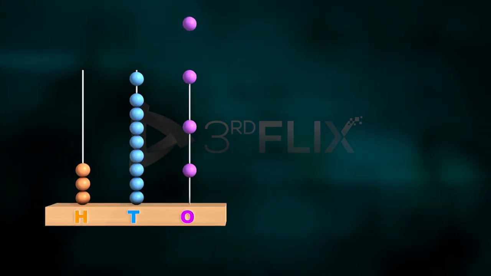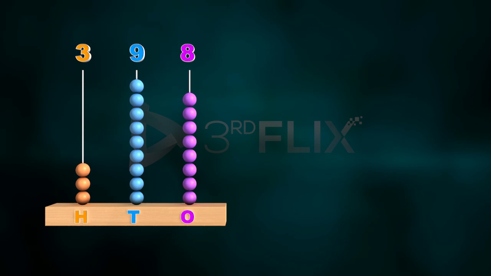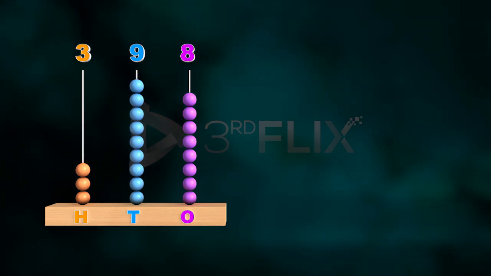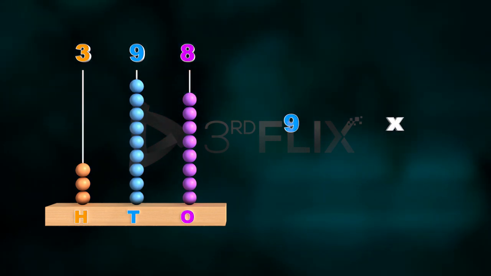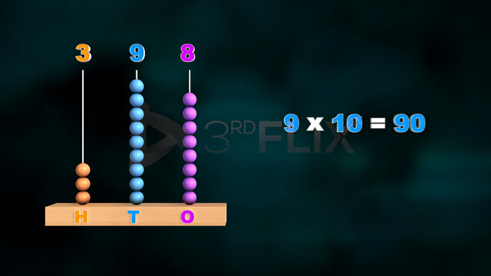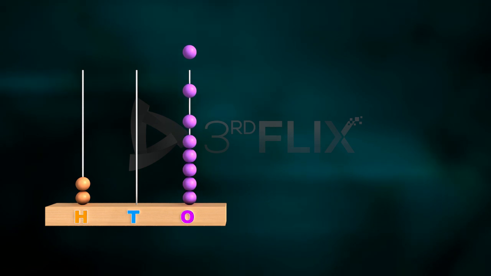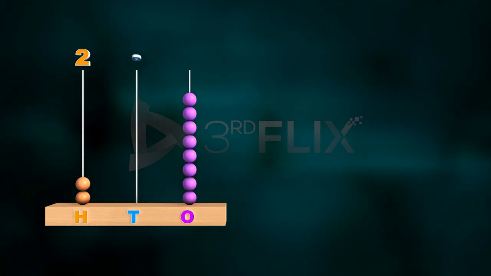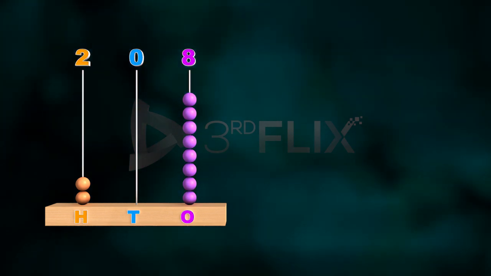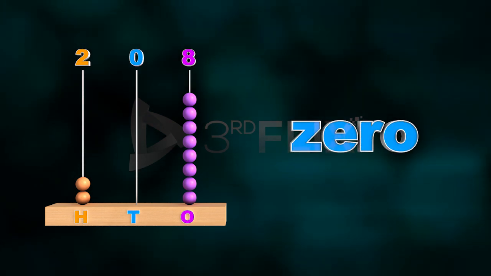Now tell the place value of 9 in 398. Yes, the place value of 9 is 9 into 10 is equal to 90. What is the place value of 0 in 208? Yes, the place value of 0 is 0.